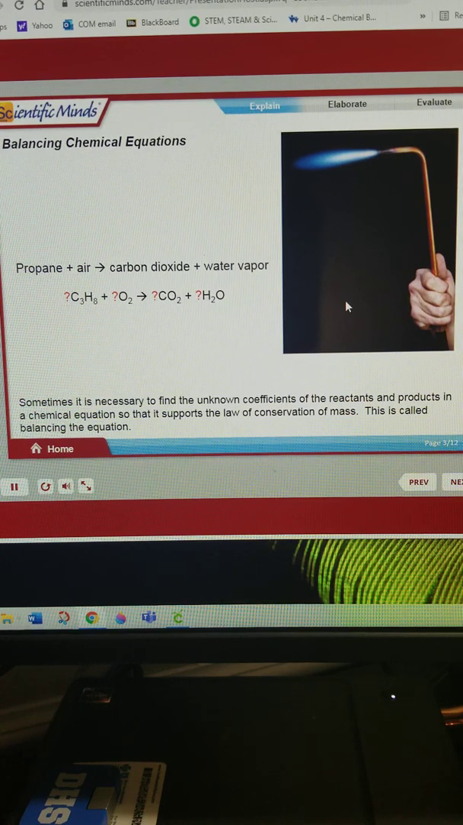Sometimes it is necessary to find the unknown coefficients of the reactants and products in a chemical equation so that it supports the law of conservation of mass. This is called balancing the equation.